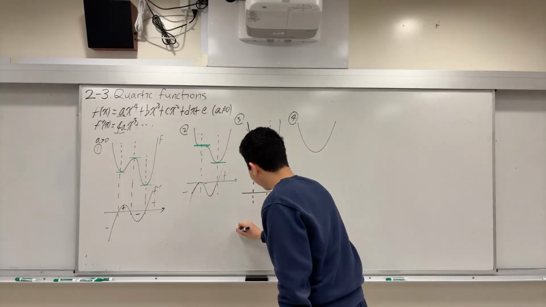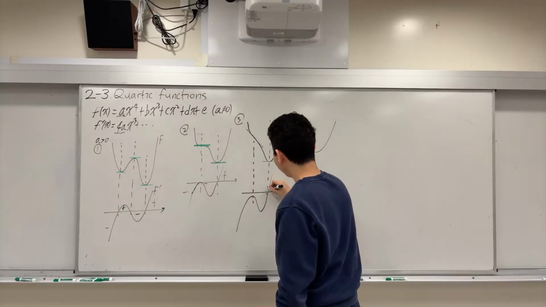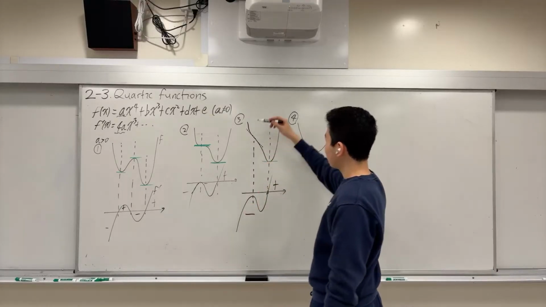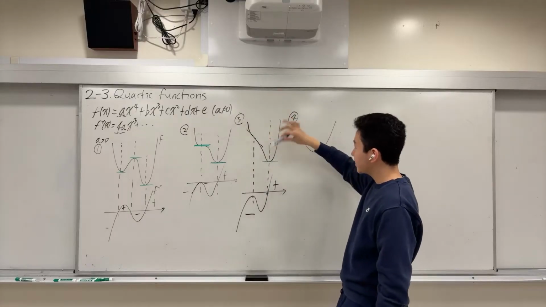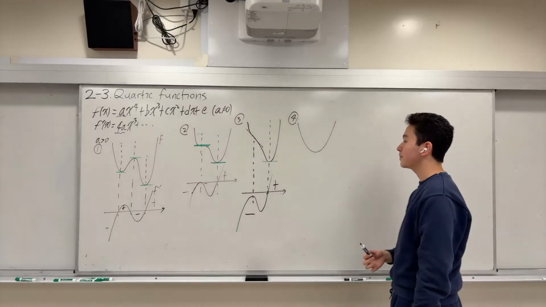So we'll have something like that, and then it will go down, and then it will go up exactly at this point. So we go from negative to positive. So the function goes from decreasing to increasing at this point only.